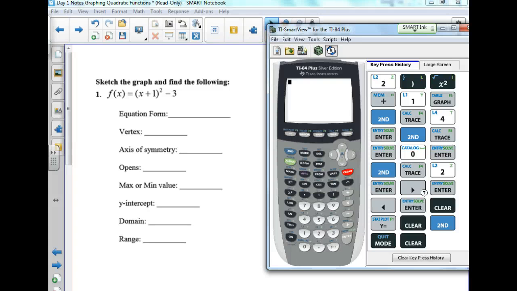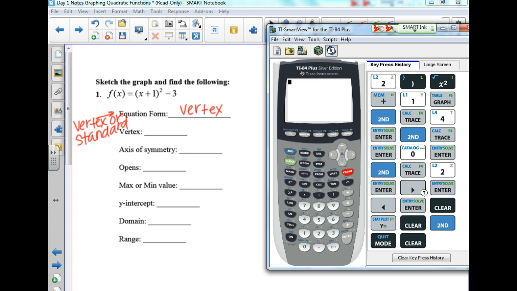So first thing, when it says equation form, they want to know, is this vertex form or is it standard form? So which one is this that they give you here? Go back to your front page. Is it vertex or is it standard? Yeah, it's vertex. So when you see those parentheses, that's really the main thing. This is just vertex form.